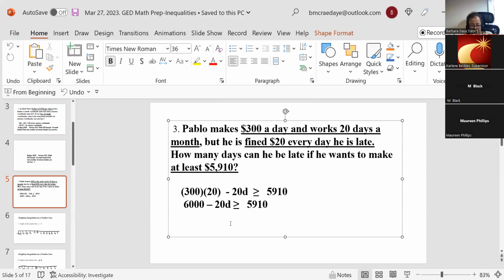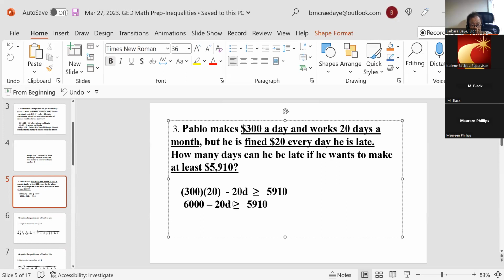Did you do that, Mercedes? Just a slight different way. Well, you want to get your variables together. The one variable is already here. You need to get your constant over here, right? So you could subtract the 6,000 from both sides, because that would get your constants together, Maureen.